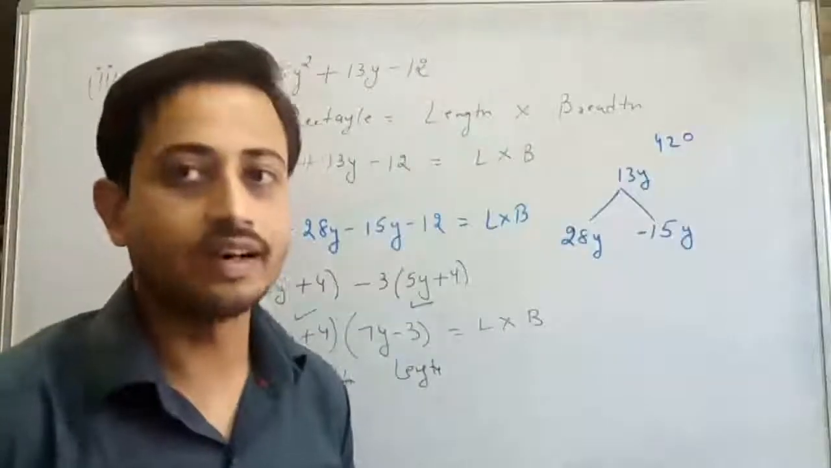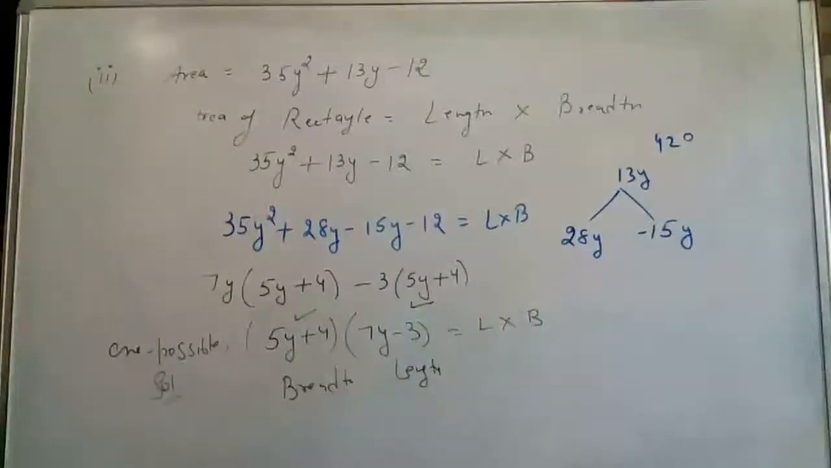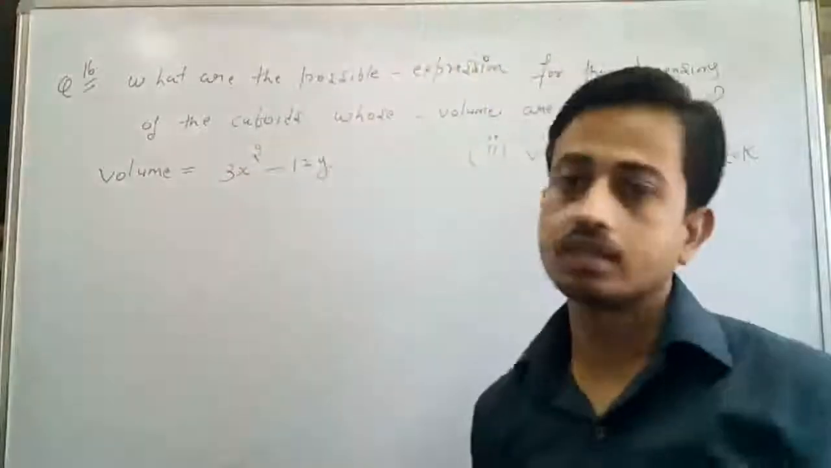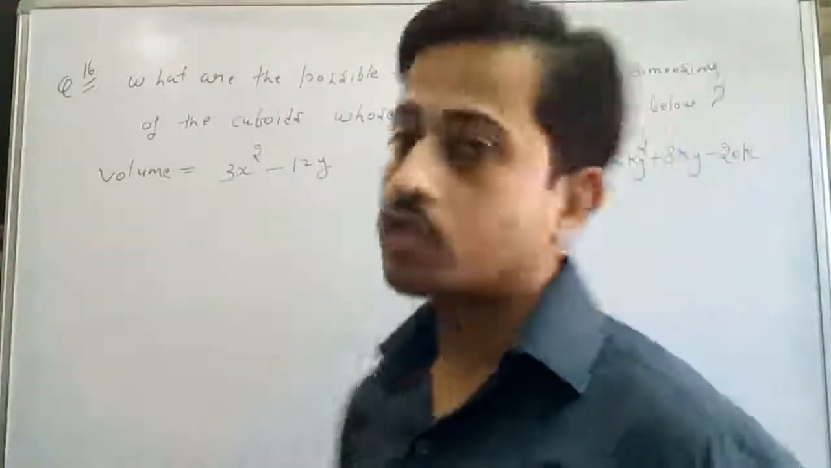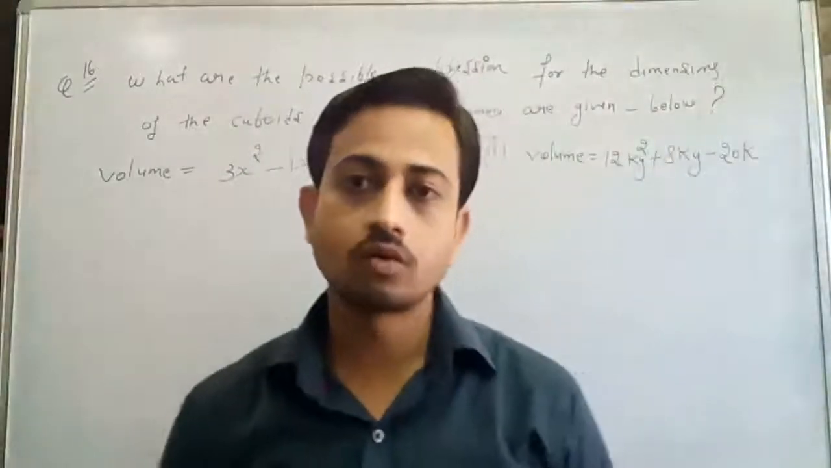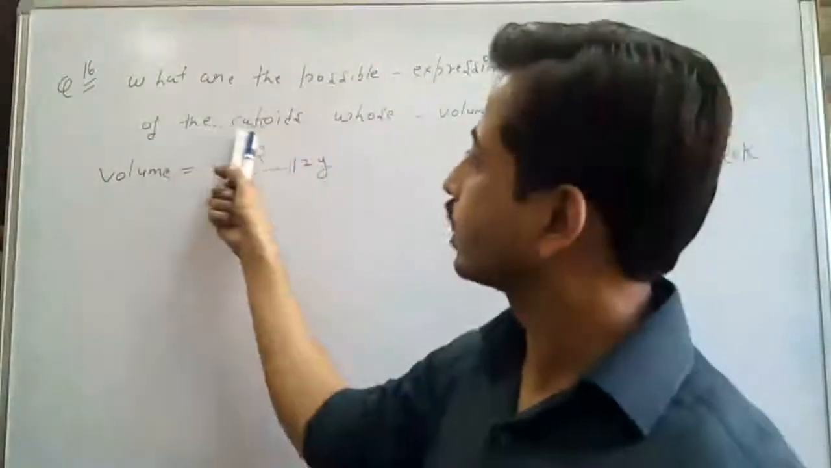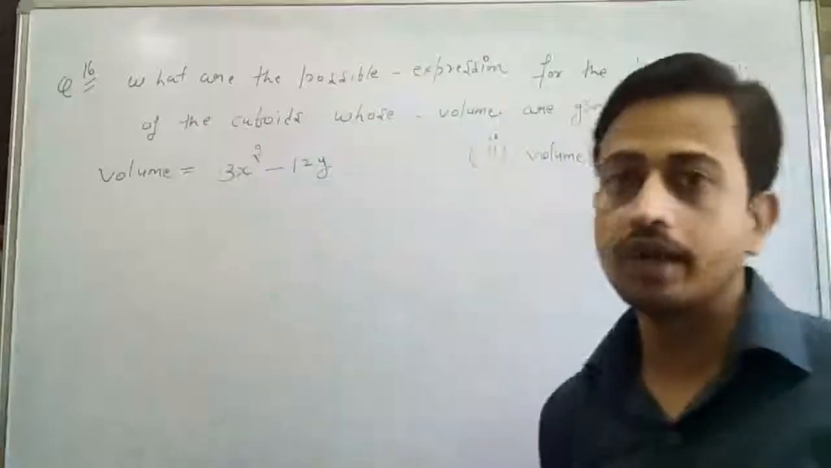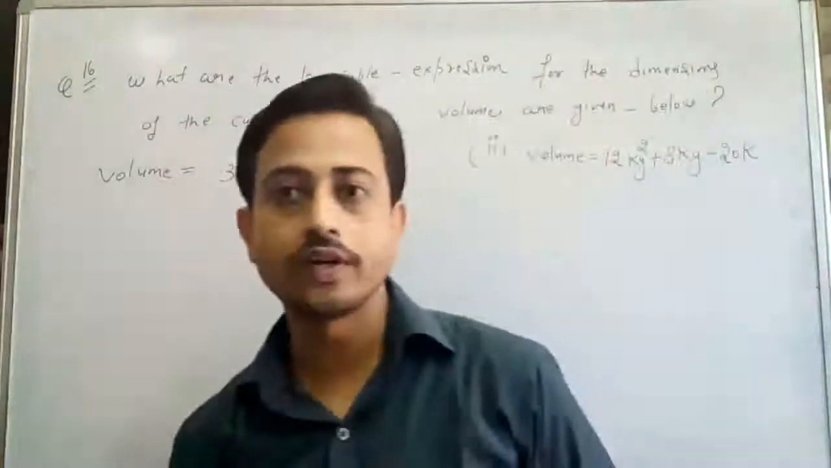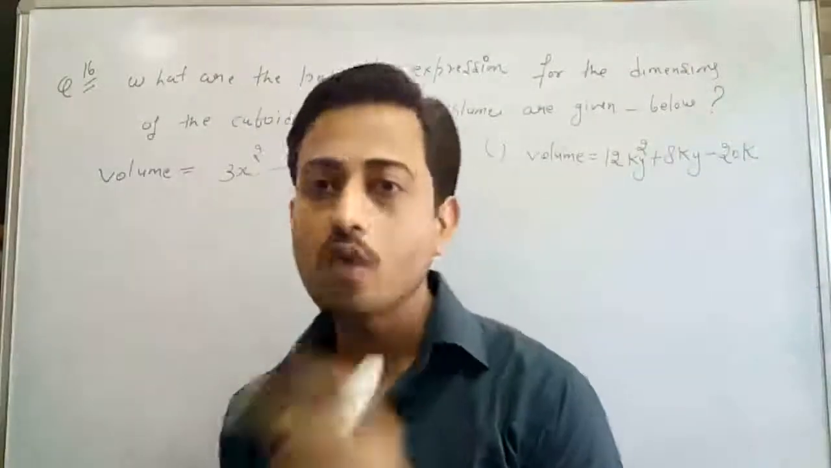So please make a note. Now look at the question number 16. What are the possible expressions? It means we have to find out the expression for the dimension of the cuboid whose volume is given, and you know the volume of the cuboid is L into B into H.